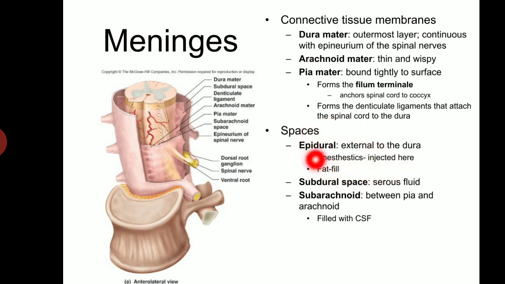So now, what is the importance of the epidural space? Anesthetic agents are injected here, and it is filled with fat. The subdural space is beneath the dura, which is filled with serous fluid, and the subarachnoid space is between the pia mater and the arachnoid mater, which is filled with cerebrospinal fluid.